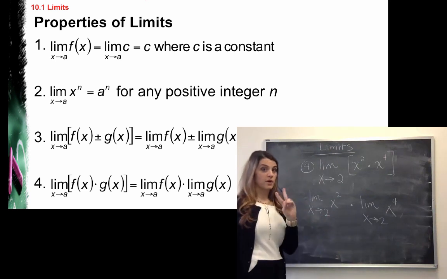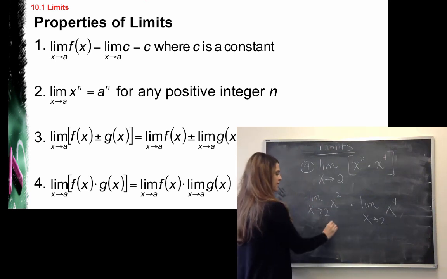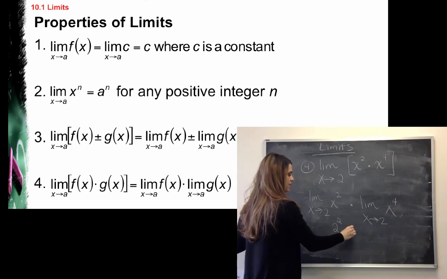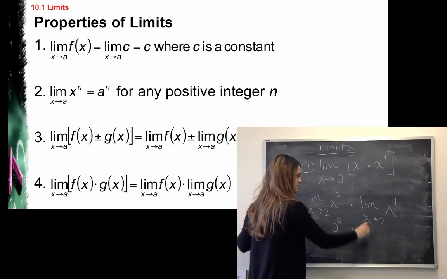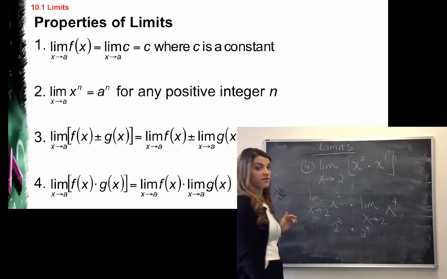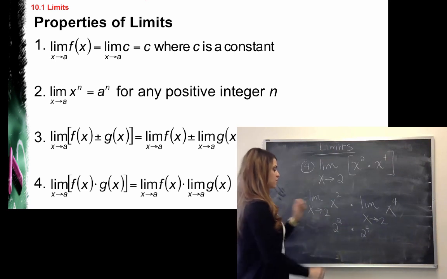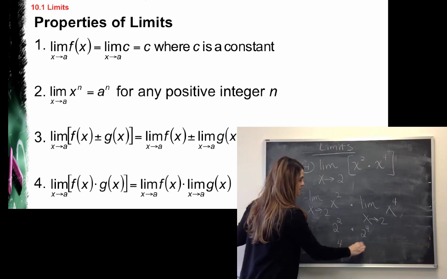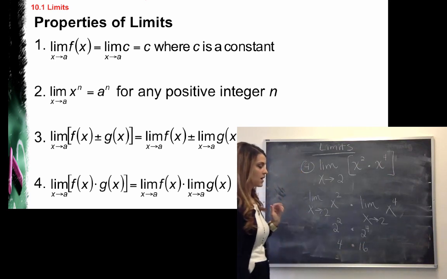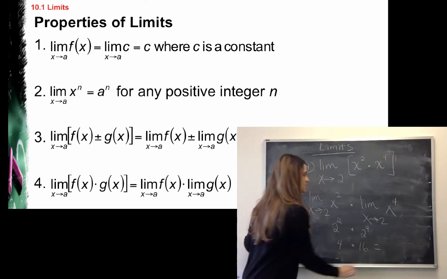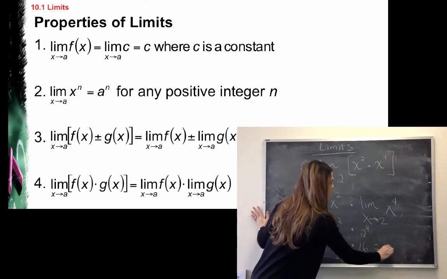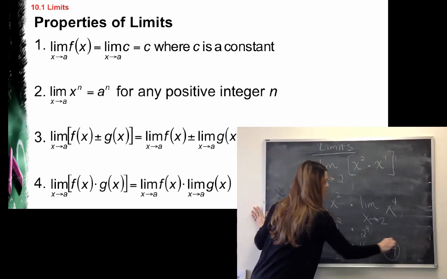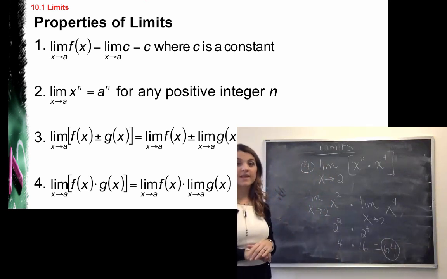Then you use property 2, which says you place the 2 into where the x is, and then you can evaluate it. 2 squared is 4, and 2 to the 4th is 16, and then 4 times 16 is 64. And that will be your answer.